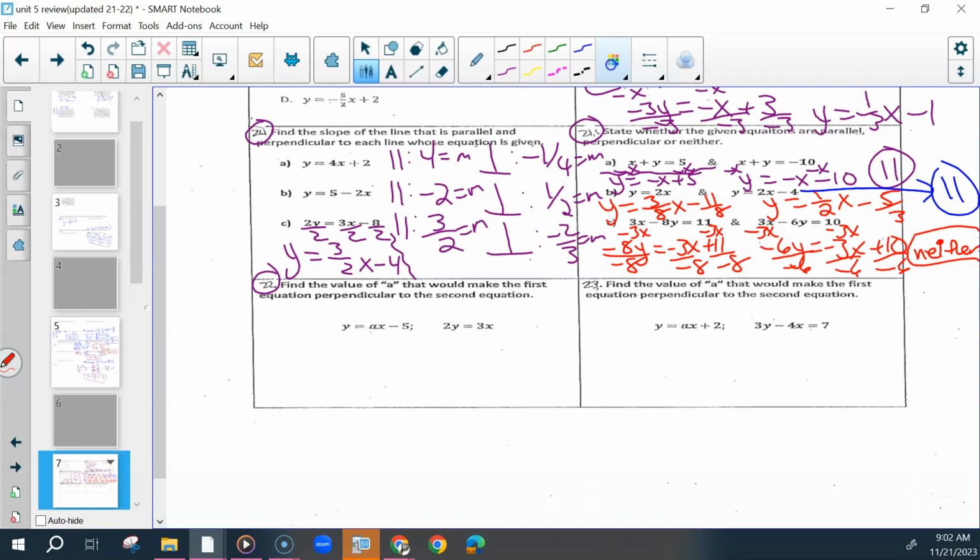Right. For 22, this is something where we have to solve the second equation, figure out what the slope is, and then find the slope that would make it perpendicular. So divide these by 2. So what would the value of A have to be if it's perpendicular to what we just have? You have to take this and flip it. And make it negative. I'm going to write A equals instead of m equals. 23 would be very similar.